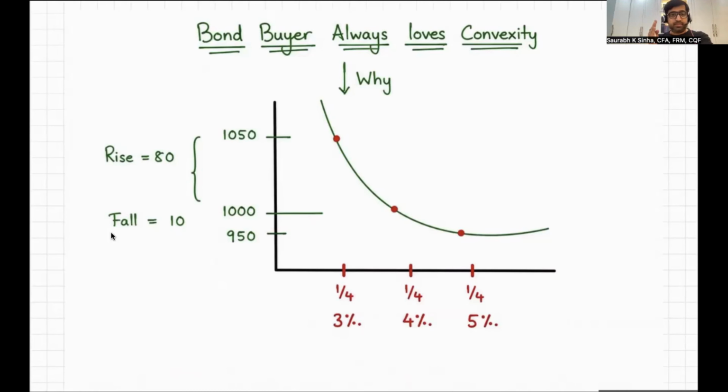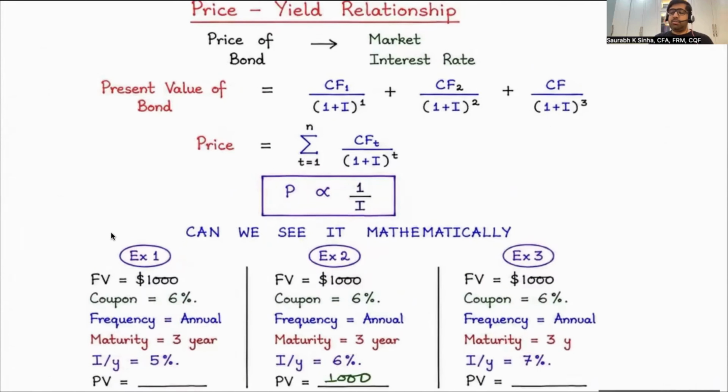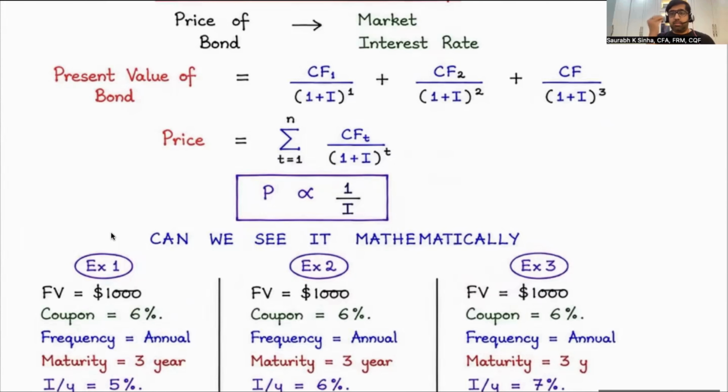So by the end of the session, you will understand that the price of the bond and the interest rate, if you plot them, have a convex relationship. That is what we are going to understand in this session. With that, let's get started and deep dive into why the price of the bond and interest rate have a convex inverse relationship. Cool. Till now, if you have not watched all the sessions of valuation, please watch valuation sessions 1, 2, 3, and 4.